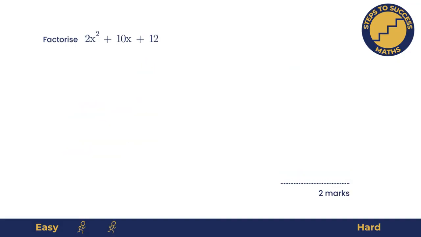Factorise 2x squared plus 10x plus 12. So again, we need our brackets. We can see it starts with a 2x, so we need one of the brackets to have 2x and the other to have x. We can see everything is positive. And now we're looking at this 12 at the end. So what options have we got? We've got 1 and 12, 2 and 6, 3 and 4.